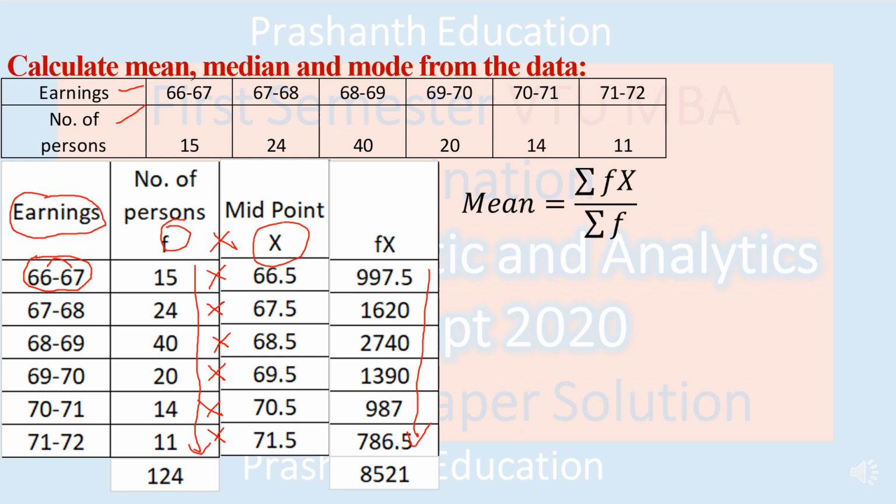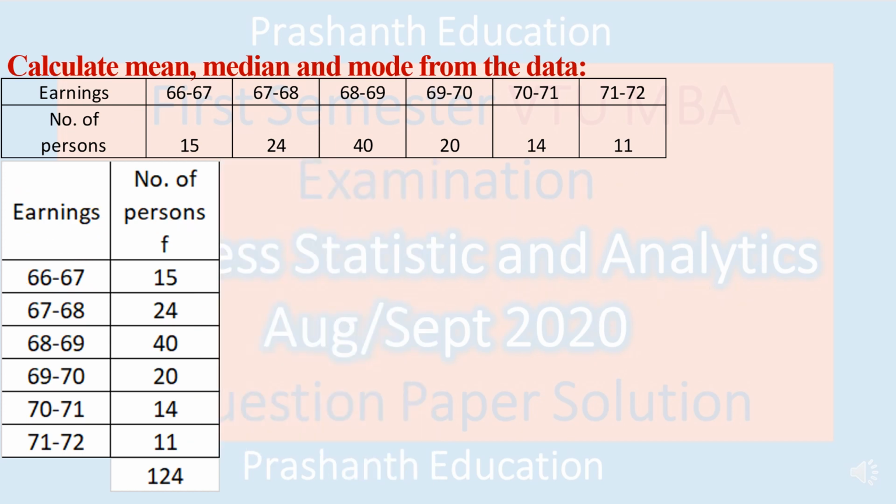Now mean we know, sigma fx divided by sigma f. So 8521 divided by 124, that is 68.71. This is how we calculate mean. Now let's go to median. Okay, let's calculate median now.